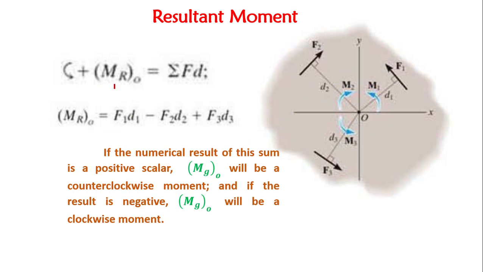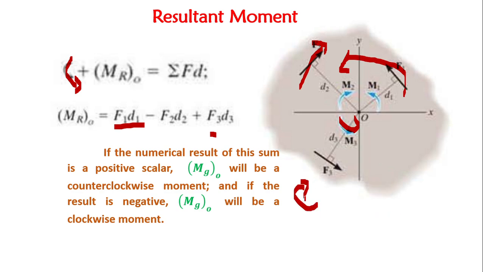Bakit siya positive? Kasi we assume na yung counterclockwise is positive. Ito yun, no? Diba? Counterclockwise. Kaya positive yan. Ito naman, negative kasi clockwise. And the other one is counterclockwise. Actually, okay lang naman na i-assume mo din na if you want, clockwise is positive. Pwede rin naman. Ayan. is equal to summation of FD.